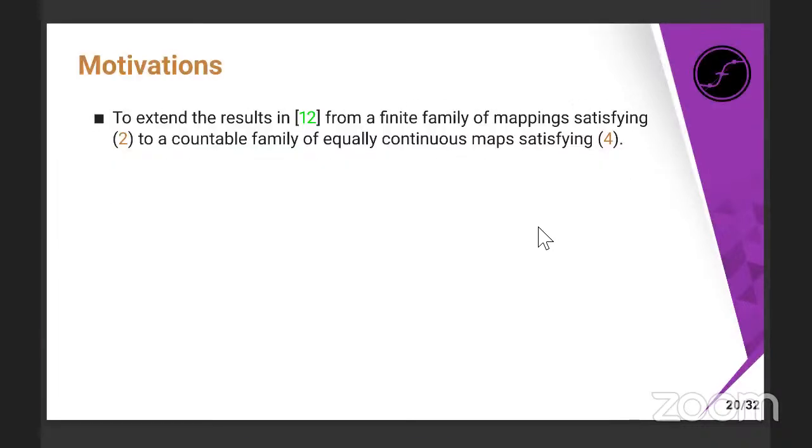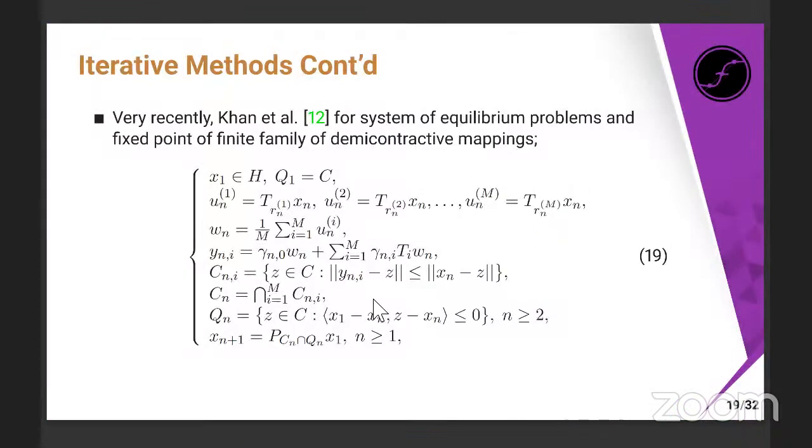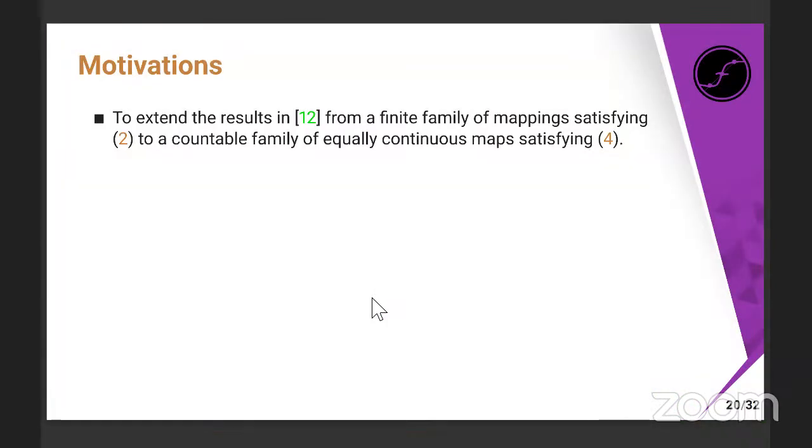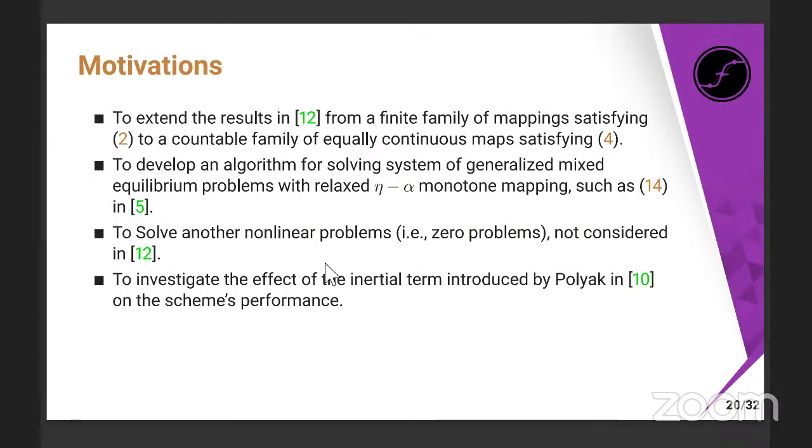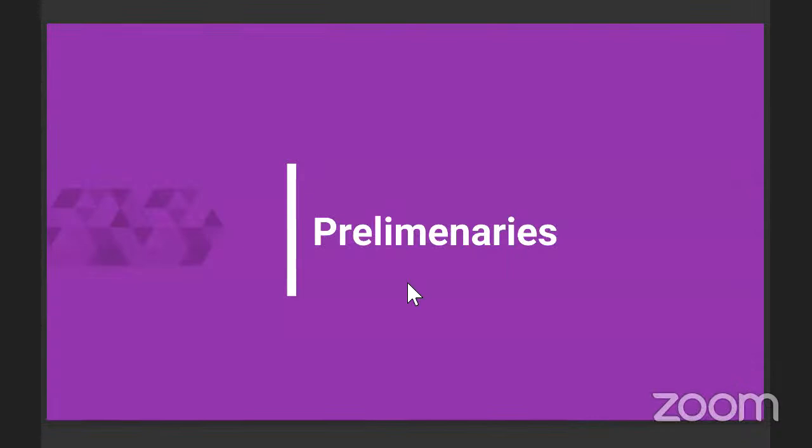And if we look at his scheme also, we can see that it is only used for finding a solution to an equilibrium problem and a fixed point problem. While in our own, we are trying to develop an iterative algorithm that will consider another additional problem called the zero problem, which is not considered in their work. And we are also going to try to find out if incorporating the inertial parameter in our algorithm will have any positive impact on the rate of convergence. So these are the motivations actually, and these are the preliminaries.